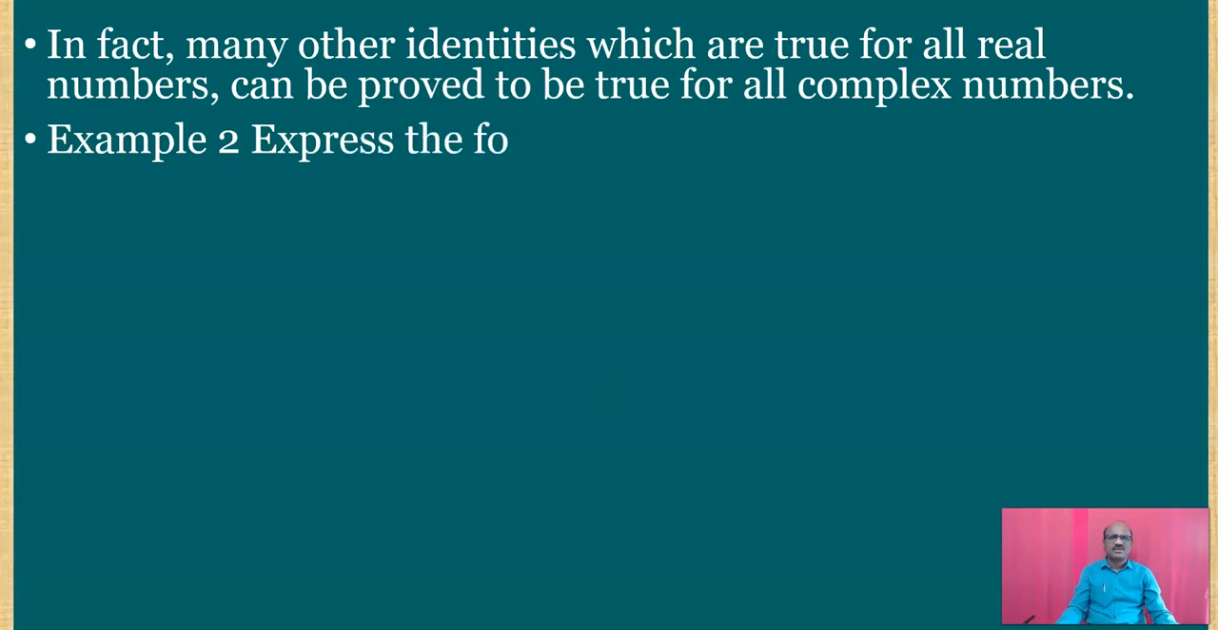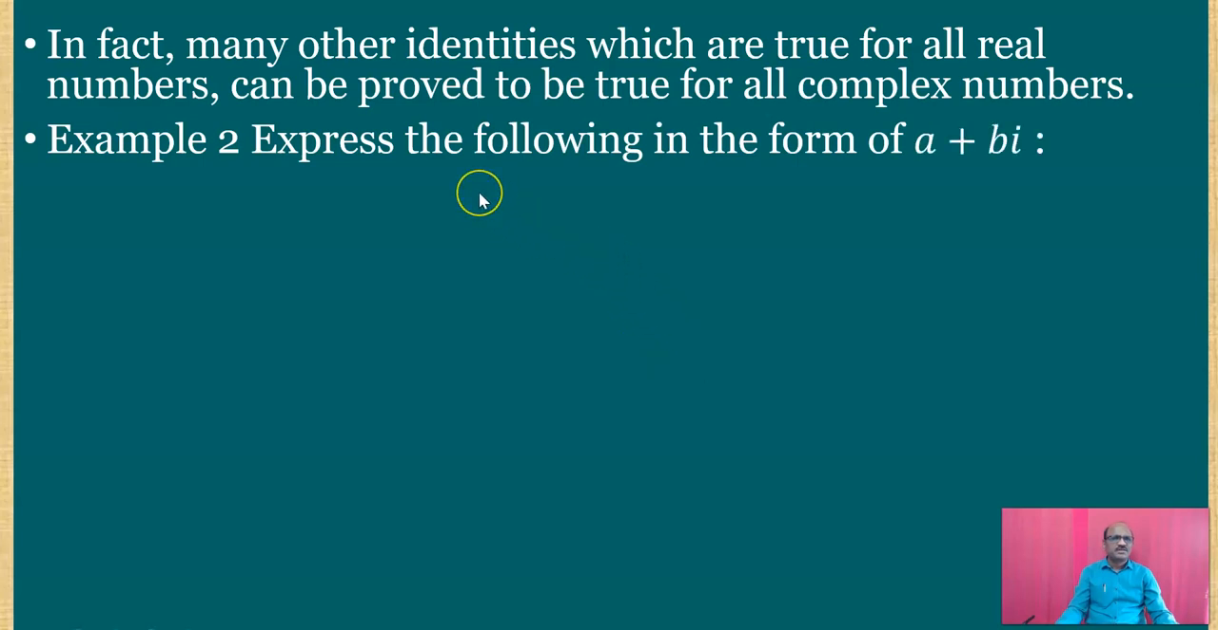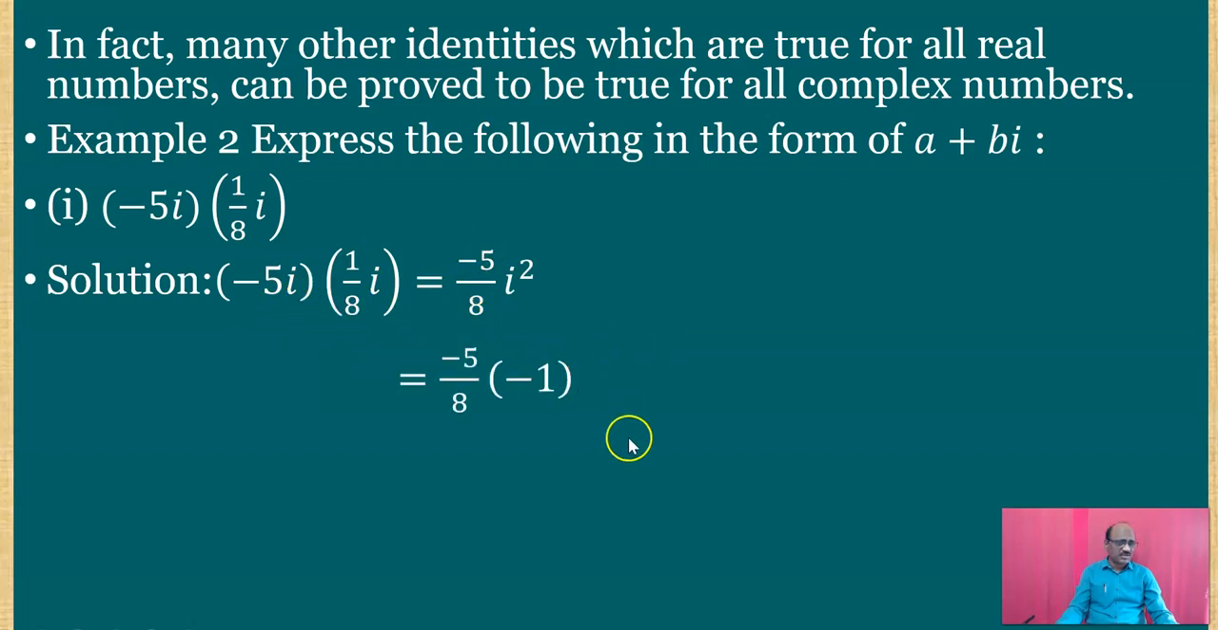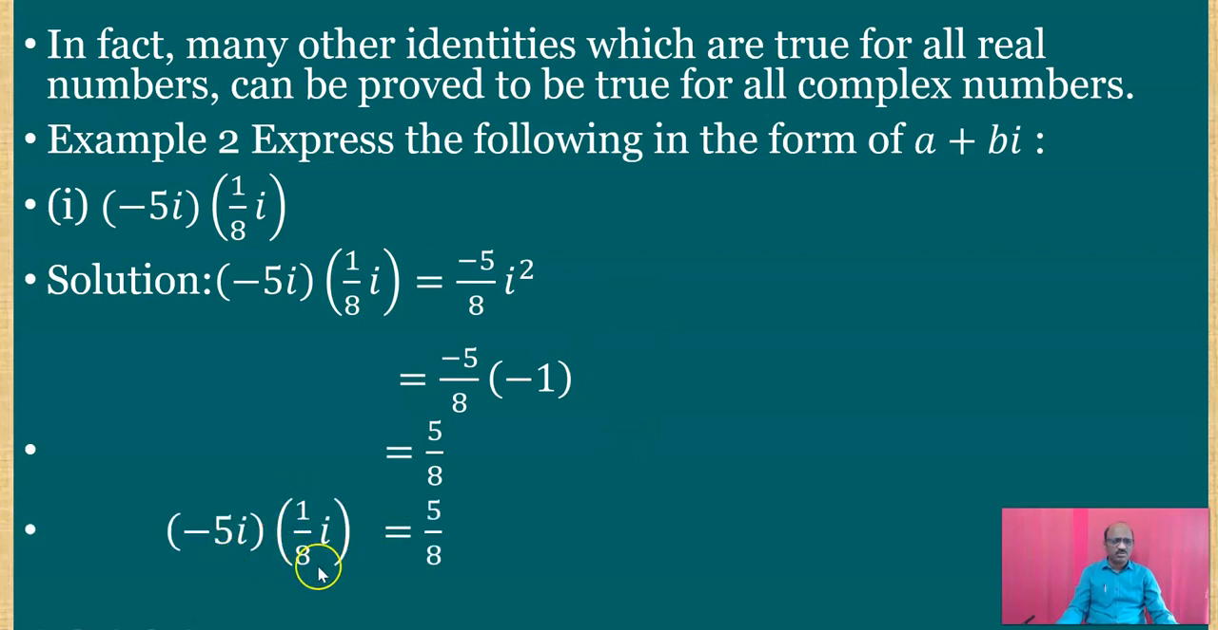Now, examples. Express the following in the form a + ib. The first is -5i into 1/(8i). Normal multiplication is here: -5i into 1/(8i) gives -5/8 into i into i, which is i². i² is -1, and overall you will get 5/8. Therefore, -5i into 1/(8i) is equal to 5/8 + i0.